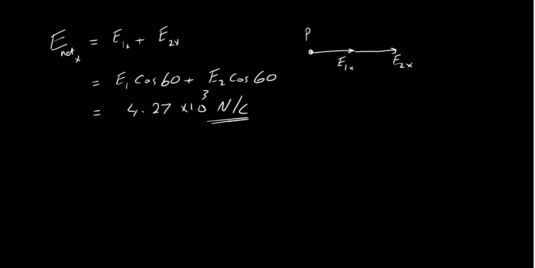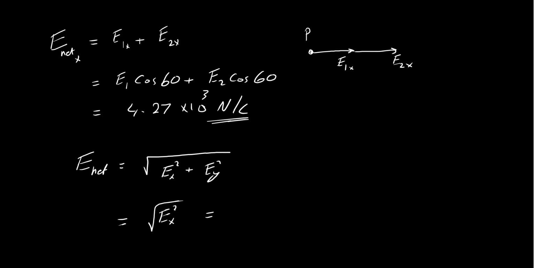Now, to find the net electric field generated by these two charges at point P, it will be the square root of Ex squared plus Ey squared. We said the total Ey component will be 0. They cancel each other. That will leave us with the square root of Ex squared, and it will give us back the same value again.